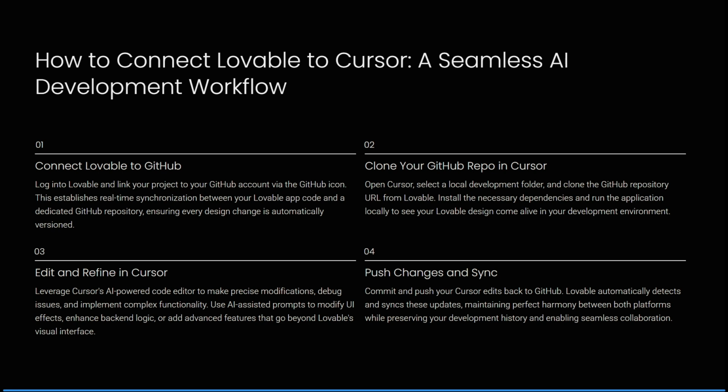So commit and push your Cursor edits back to GitHub. Lovable will now automatically detect and sync these updates. This will maintain perfect harmony between both platforms while still preserving your development history and enabling seamless collaboration.